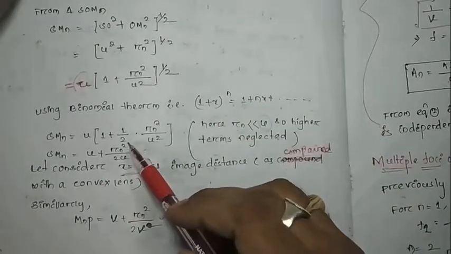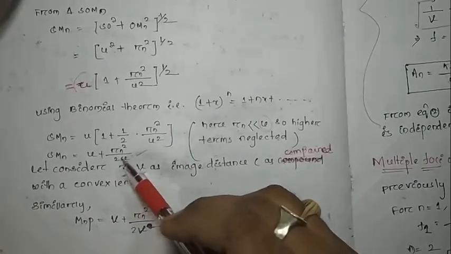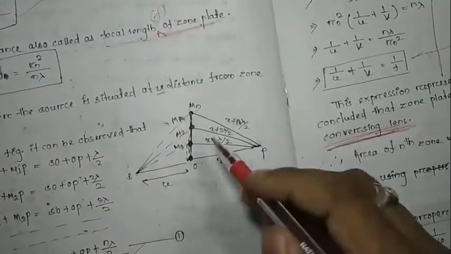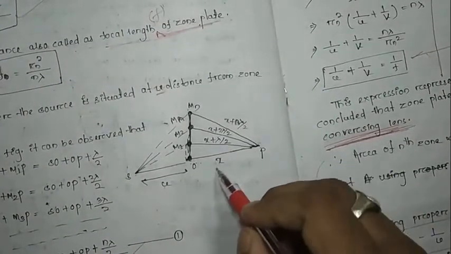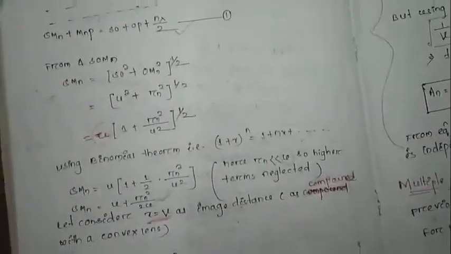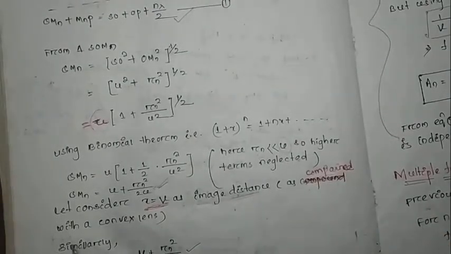So Smn will be equal to u. If I multiply by u, then u plus Rn square, u got cancelled, divided by 2u. Okay, let's consider x is equal to v. This distance, whatever we have taken, we consider this is x, and named as v. So v is the image distance, as compared with a convex lens.